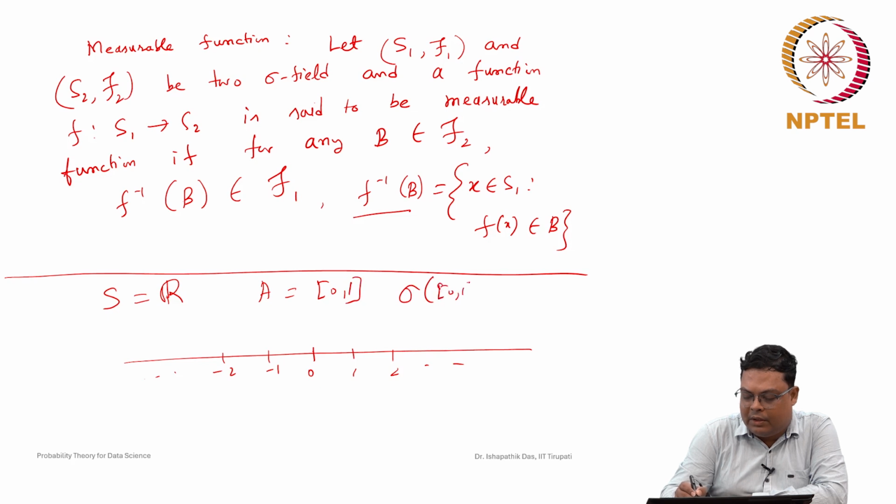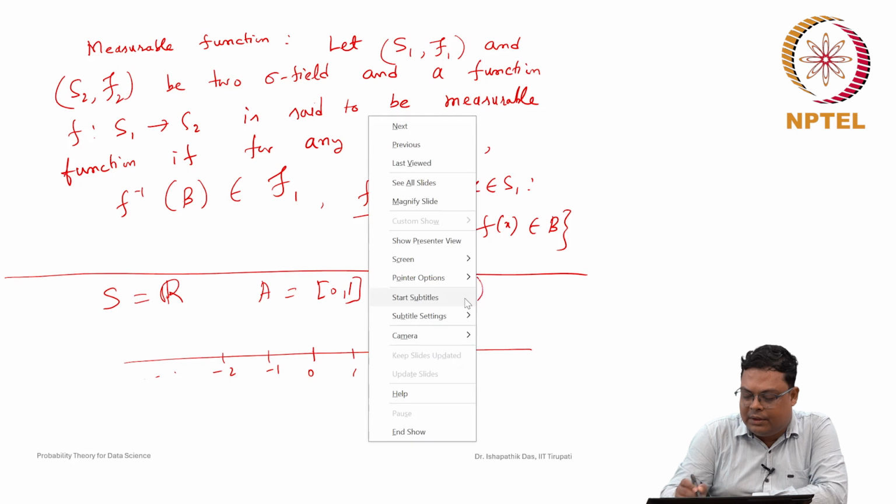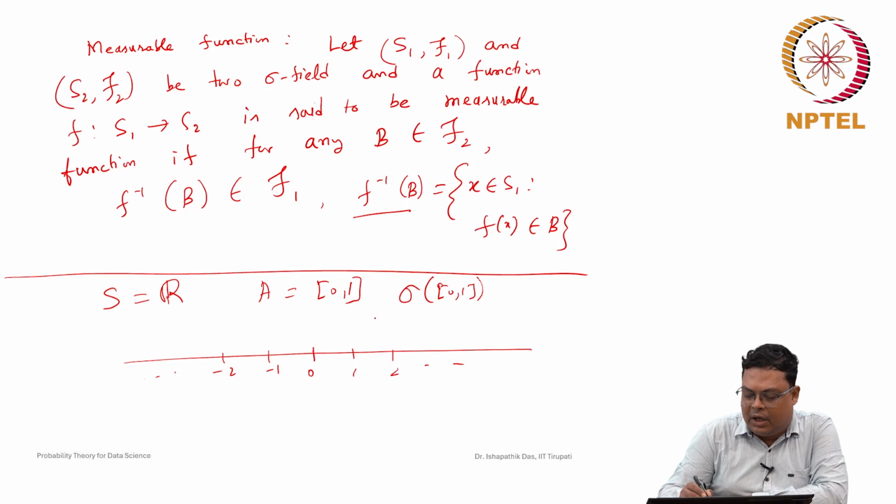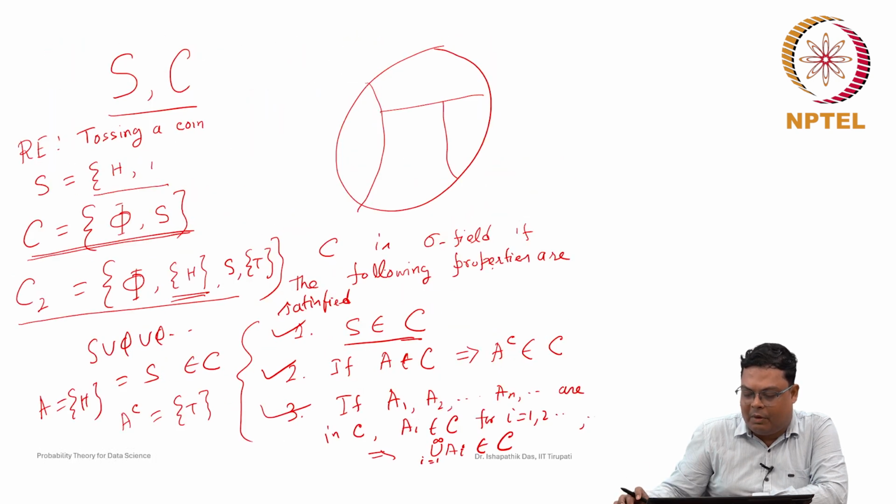Suppose this is {0, 1}. So what is the sigma field generated by this? Because we already discussed it, if you consider the whole R, we need to satisfy these three properties. S has to be in the class of subsets. If any element is in this set C, then its complement also has to be part of this set, and for any countable collection in C, the union of these A_i also has to be in C.